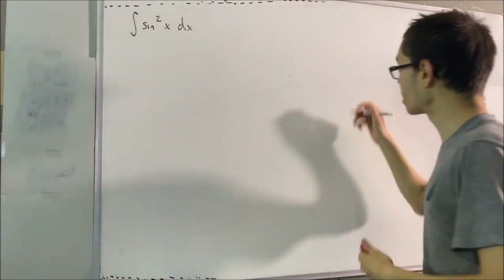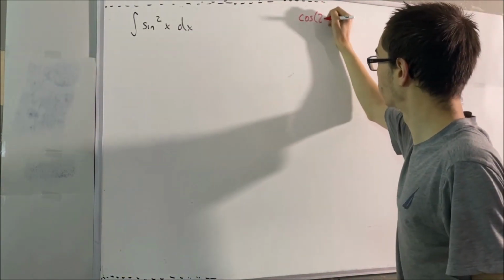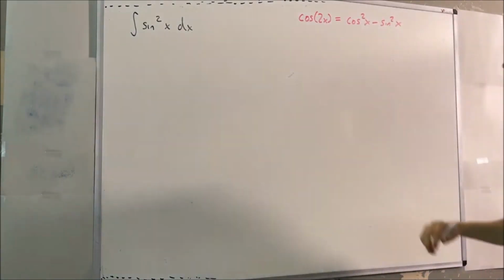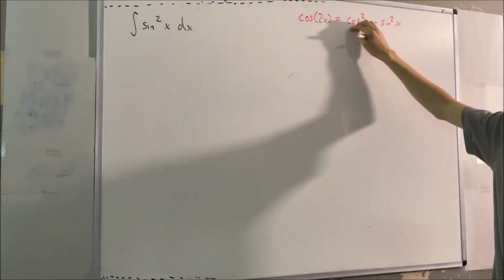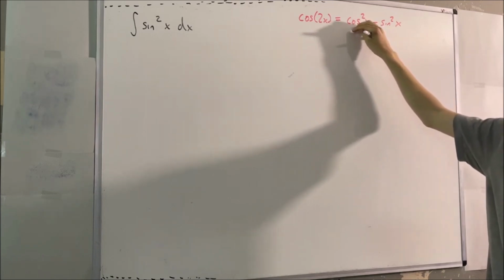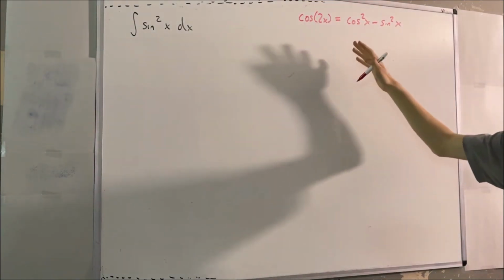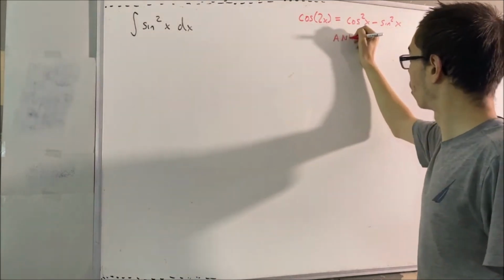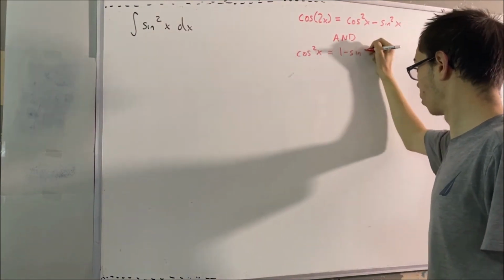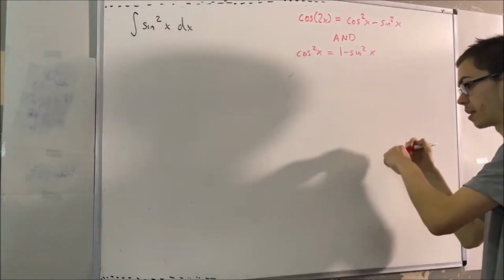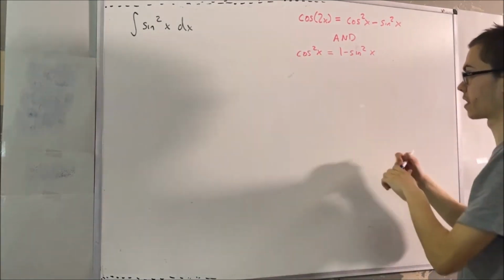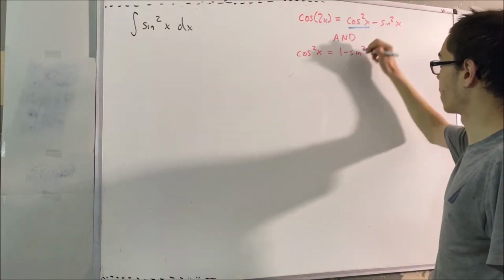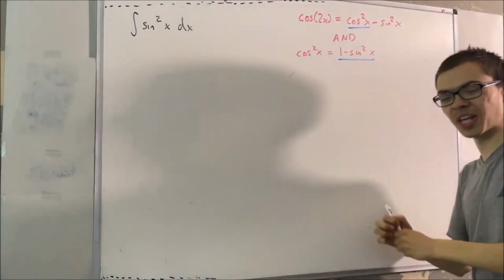If we recall, cosine of 2x is equal to cosine squared of x minus sine squared of x. Now, we can replace cosine squared of x with 1 minus sine squared of x, because that's true by the Pythagorean identity, right? If you recall, this would also be a true statement. Since cosine squared of x is equal to 1 minus sine squared of x, we can replace cosine squared of x with 1 minus sine squared of x. So that's what we're going to do.